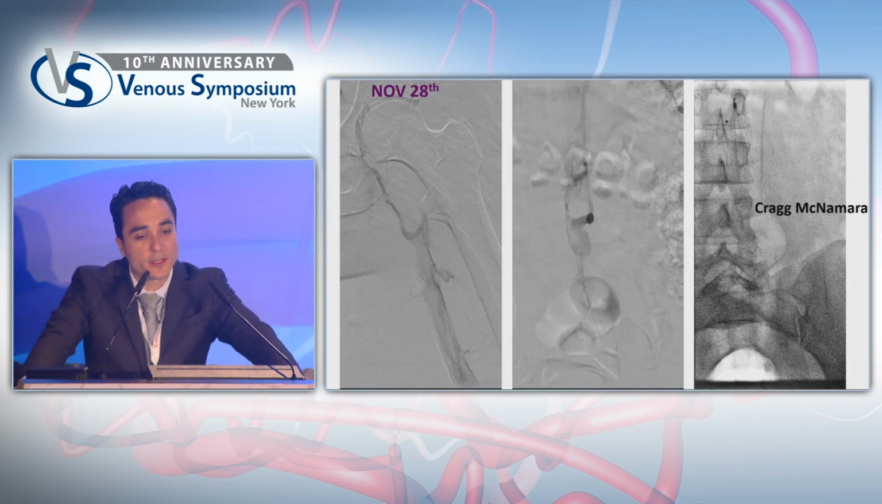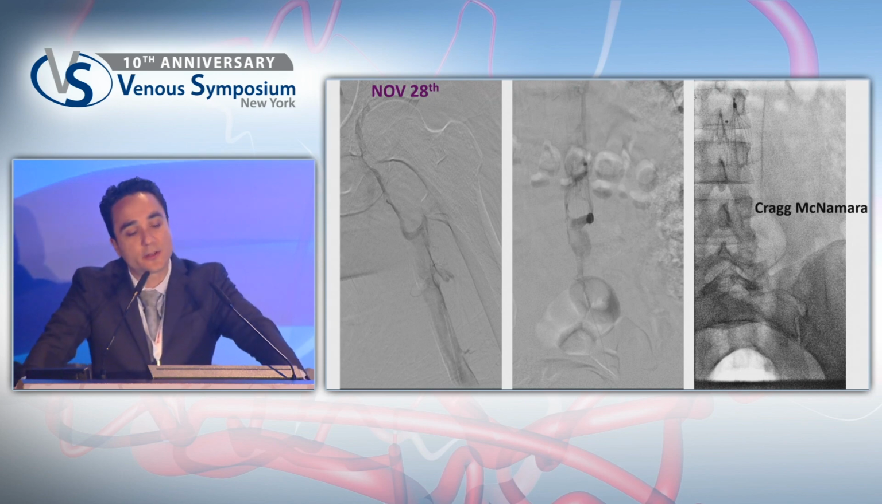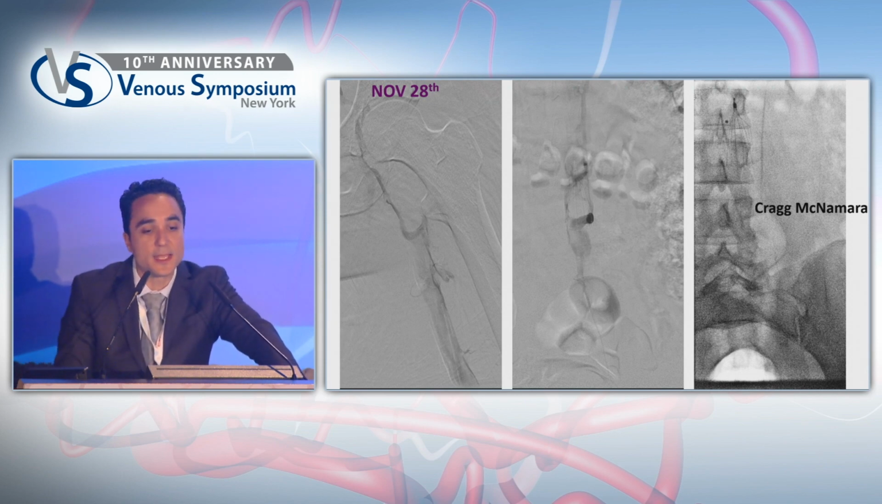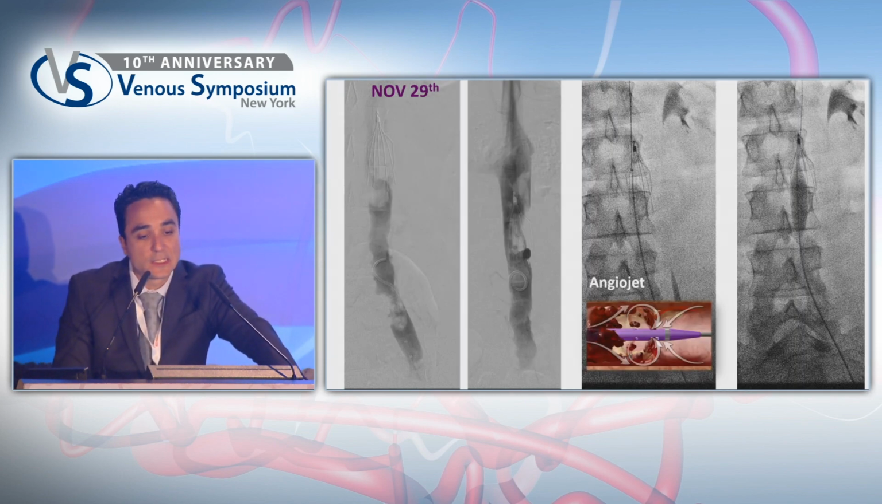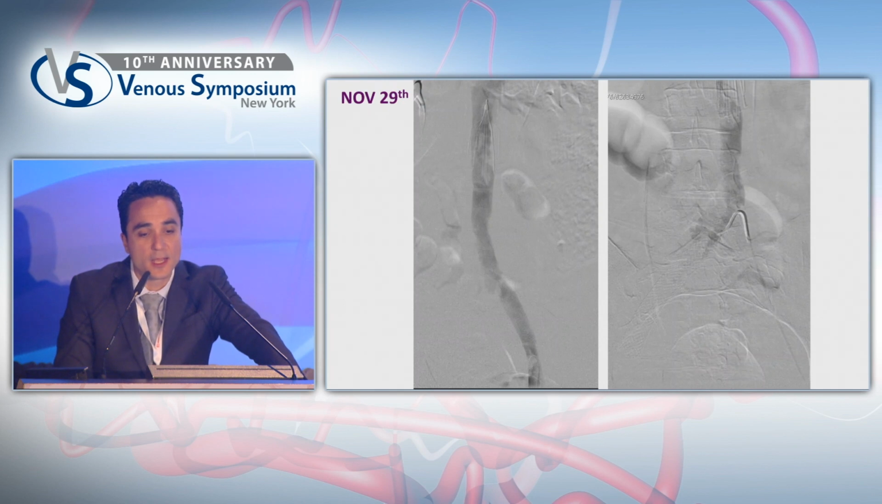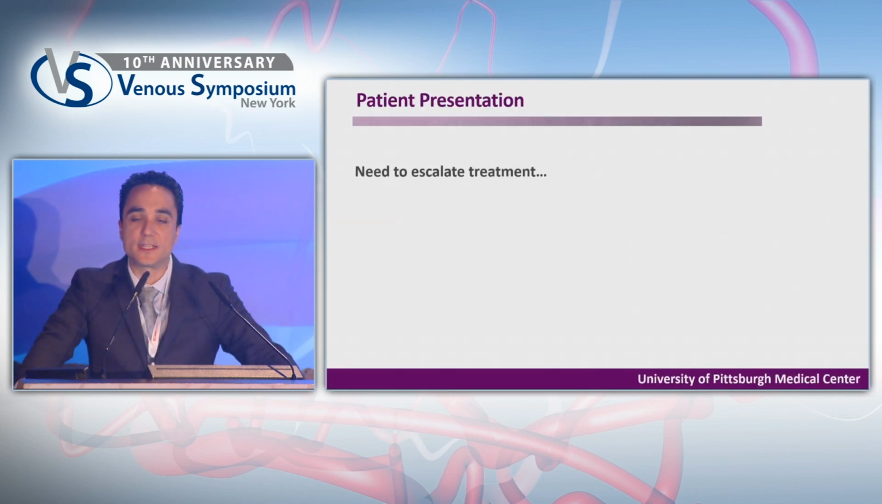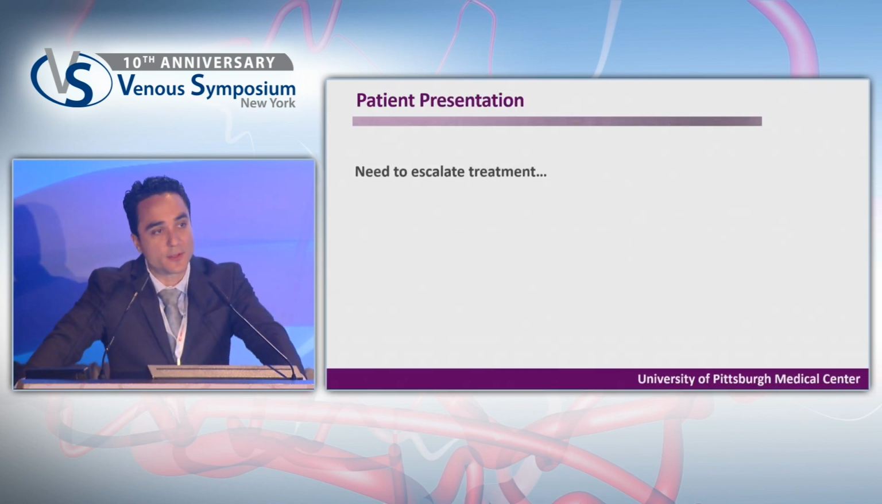Again, back to the operating room, initiation of thrombolysis. A Cragg-McNamara catheter is placed throughout the clot. Next day, things look a little better, but still there is clot. AngioJet again, balloon maceration, still clot in the stent, still clot in the filter. Well, this is the case where you need to escalate treatment to something more powerful.